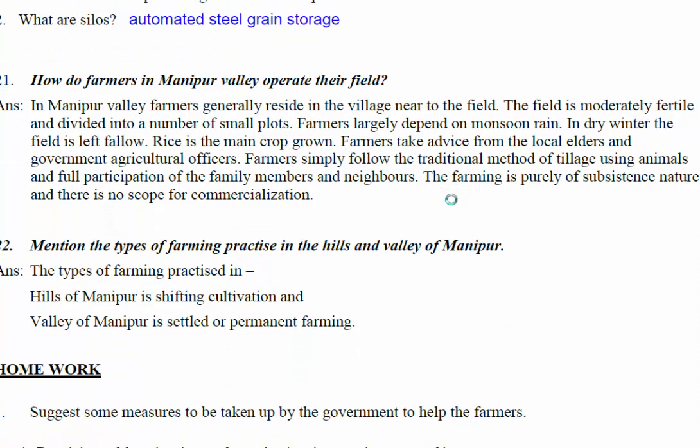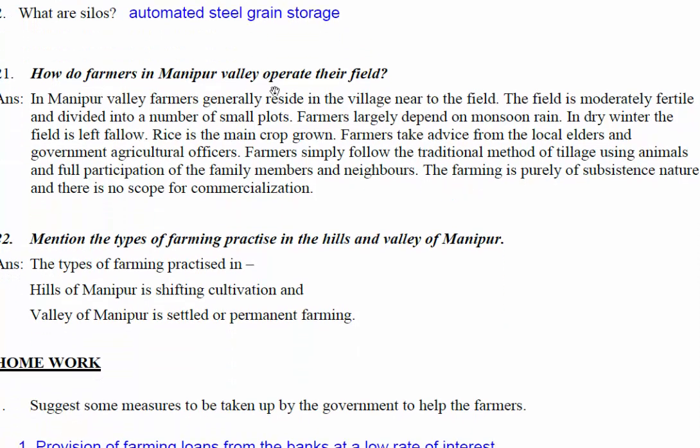How do farmers in Manipur Valley operate their fields? Let us see. This is rather important. In Manipur Valley, farmers generally reside in the village near the field. The field is moderately fertile and divided into a number of small plots. Okay. Farmers largely depend on monsoon rain. They don't have an irrigation system. They depend on monsoon rain. In dry winter, the field is left fallow. That means the field in Manipur is left during the dry season without doing anything.